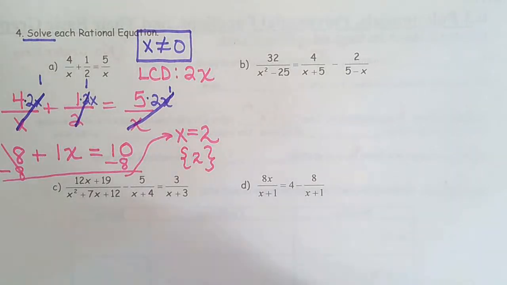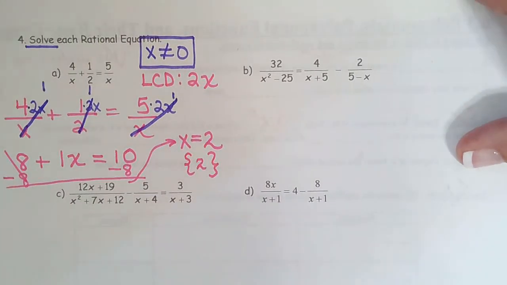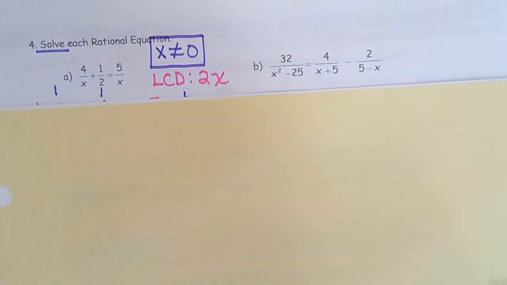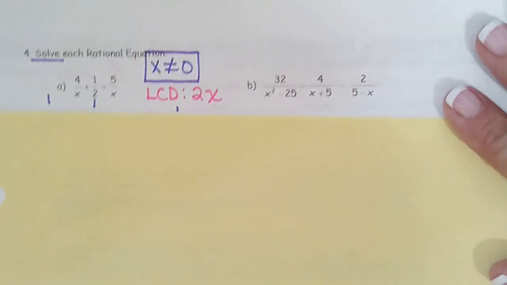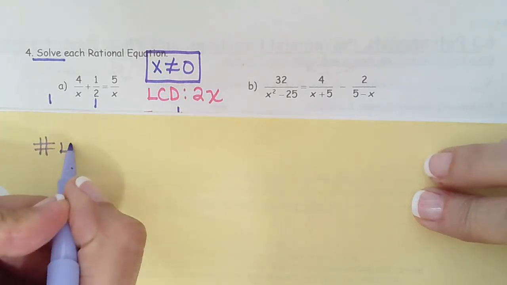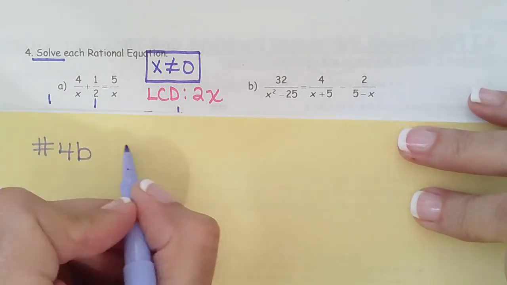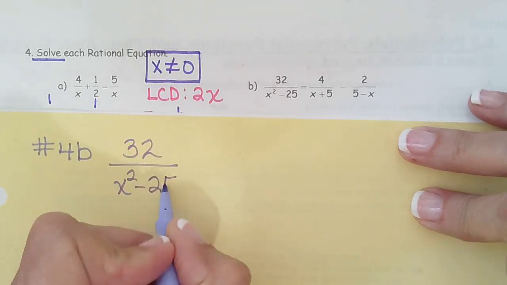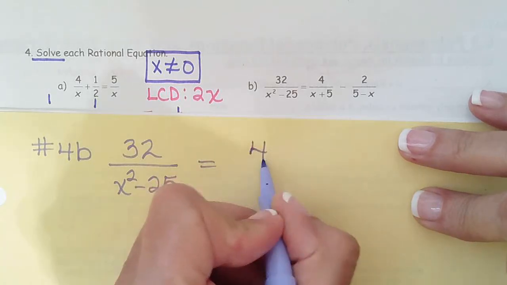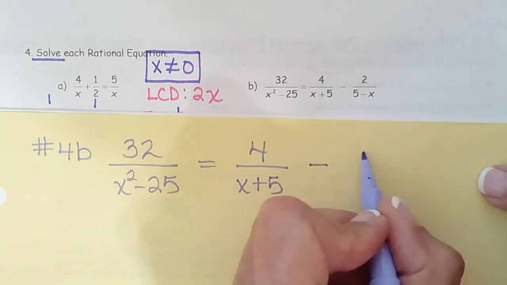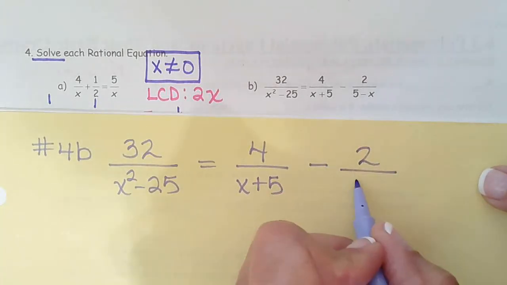Okay, let's go ahead and take B over to the other page. So number 4B. Is 32 over x squared minus 25 equals, I think this is almost like the other one that I put on. I just put 2 from this section on just because they're kind of long problems.